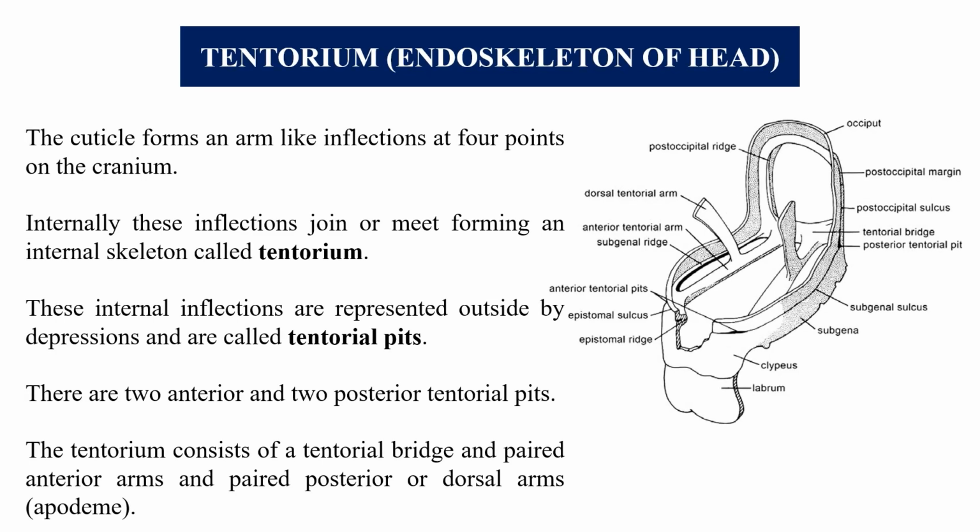Tentorium, endoskeleton of the head. The cuticle forms arm-like inflections at 4 points on the cranium. Internally, these inflections join or meet, forming an internal skeleton called the tentorium. These internal inflections are represented outside by depressions and are called tentorial pits. There are 2 anterior and 2 posterior tentorial pits. The tentorium consists of a tentorial bridge and paired anterior arms and paired posterior or dorsal arms. Apodeme.